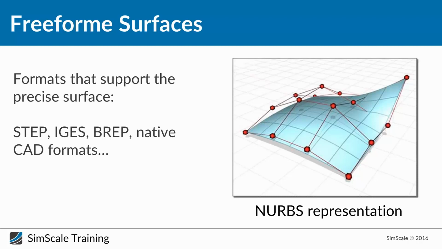The formats that support the precise surface, usually we can find STP or STEP, or also there is another format called FTP, which are not the same. Also we have IGES, BREP, and the native CAD formats, because every CAD software has its own formats.